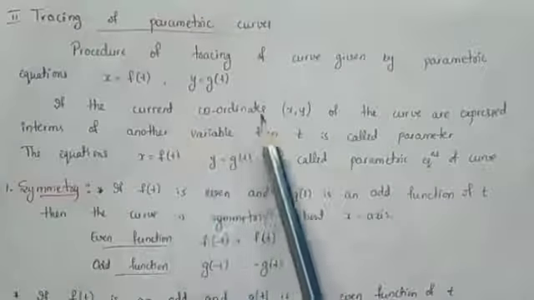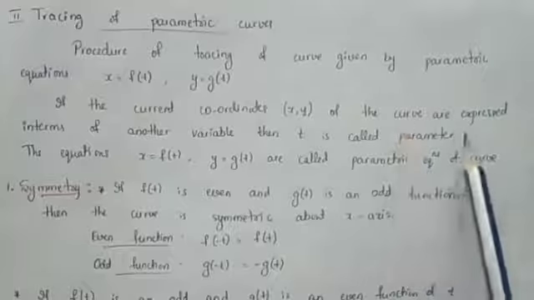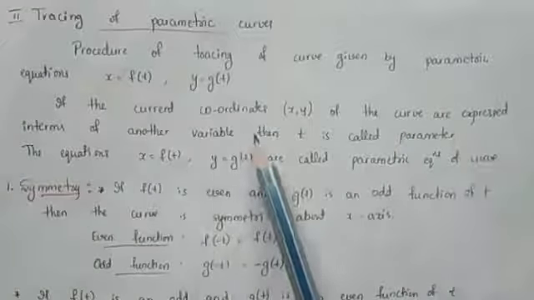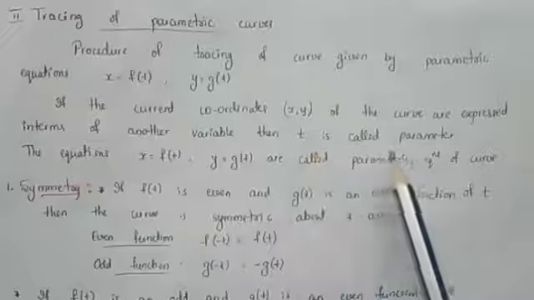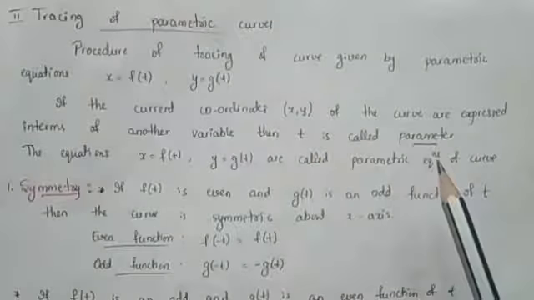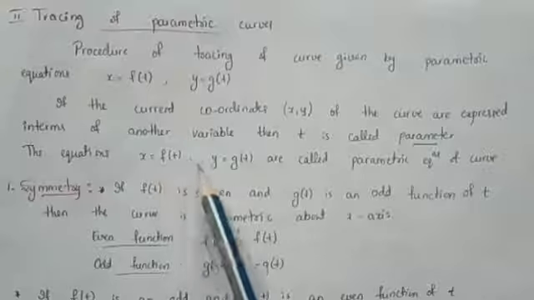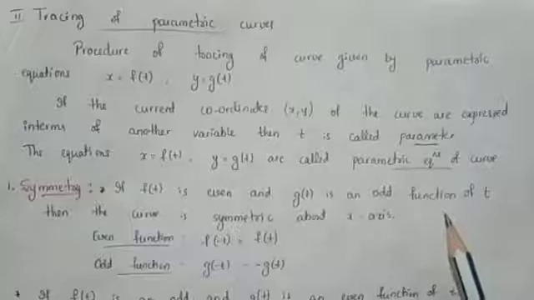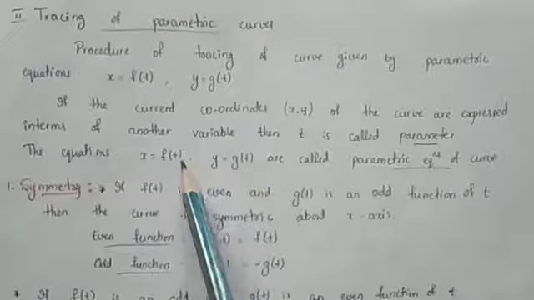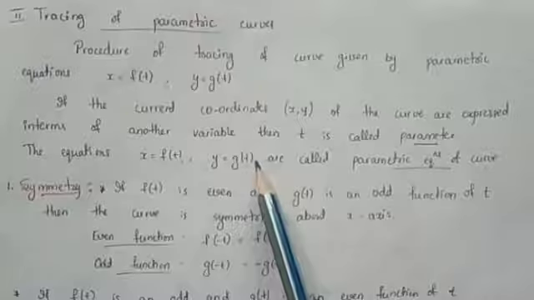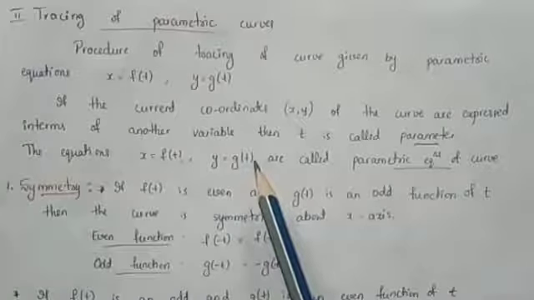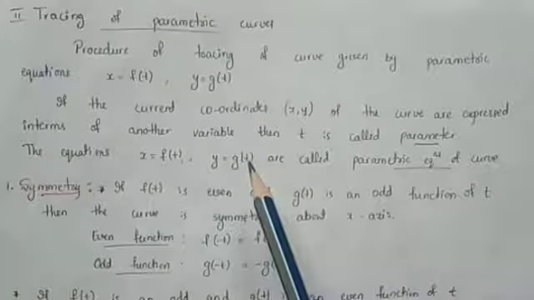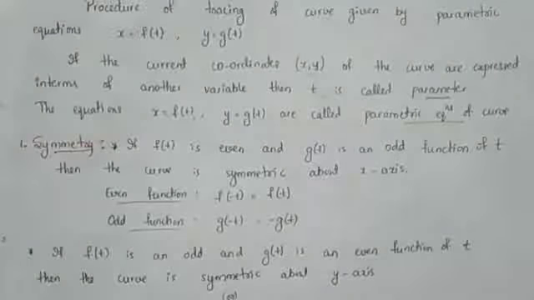If the current coordinates x comma y of the curve are expressed in terms of another variable, then that variable t is called the parameter. The equations x is equal to f of t and y is equal to g of t are called parametric equations of the curve. In these forms, the curves can be referred to as the parametric equations of the curves. Let me move on to the procedure of how we trace the parametric form of the equations.